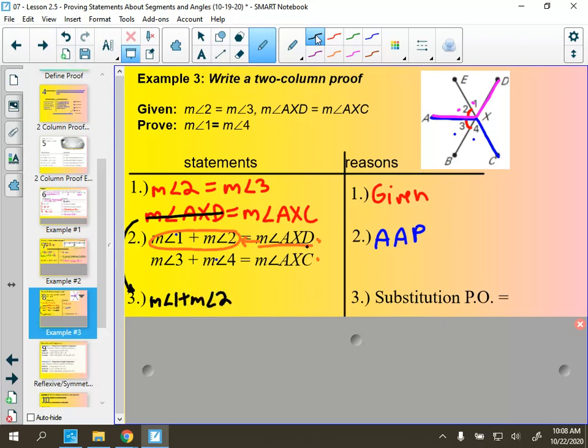Okay, because I know that angle AXD is equal to angle 1 plus angle 2. We said that. So I'm replacing this AXD with 1 plus 2. I'm just kind of rewriting this statement right here. Very similarly, in that same statement, I've got an AXC on the right side. So I'm going to replace this AXC with something that I know the measure of AXC is equal to. It's equal to the measure of angle 3 plus the measure of angle 4.